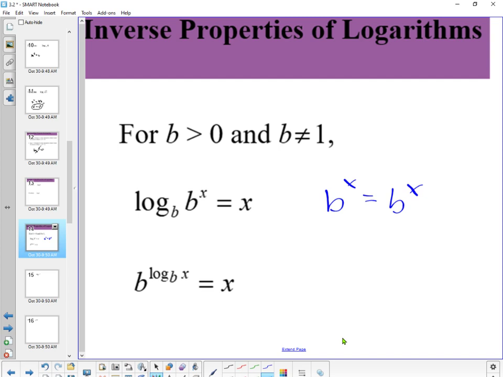So question, if I'm looking for x, what is the value of x? X. Same thing over here. If I go to logarithms, I would have log base what? B. The answer would be x, and that would equal log base b of b to the x.